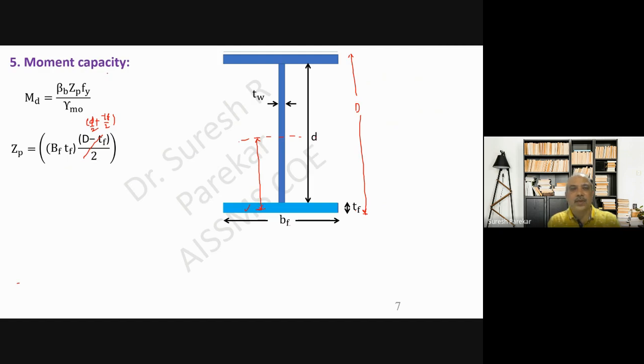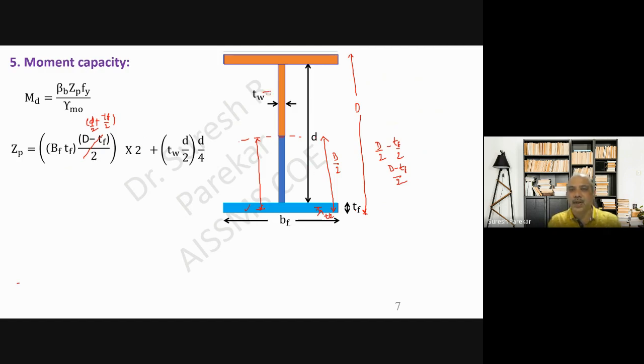Now they have considered D minus tf by 2, means what? What will be this distance? Total we have D by 2, and then we have to subtract this distance, which will be tf by 2, and then what we will get? D by 2 minus tf by 2, and that we will get D minus tf by 2, and that will be 2 times because we have a flange on the other side also, plus due to the web we are going to consider tw into D by 2. So first we have taken this, and we have D by 4 because this total is D.